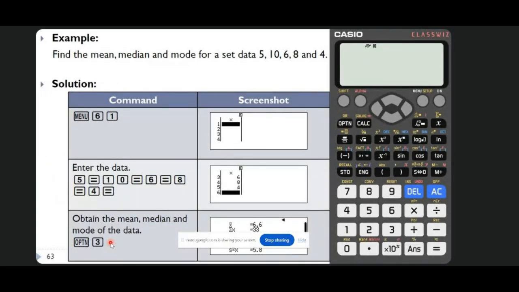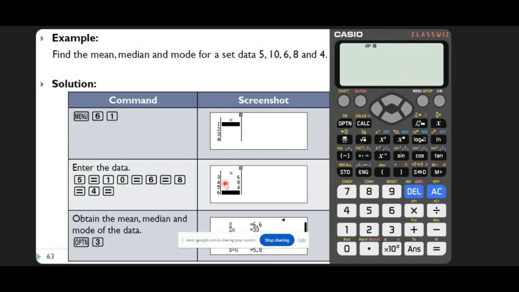So for the statistics topic, to find the mean, mode, median, for example, we have 5, 10, 6, 8, 4. We can go to the menu, press 6 and press 1 variable. 1 variable because we only have one x. We don't have the frequency or the median or the range. So we only have x, which means this 5, 10, 6, 8, 4. So we key in the data: 5, 10, 6, 8, and 4.